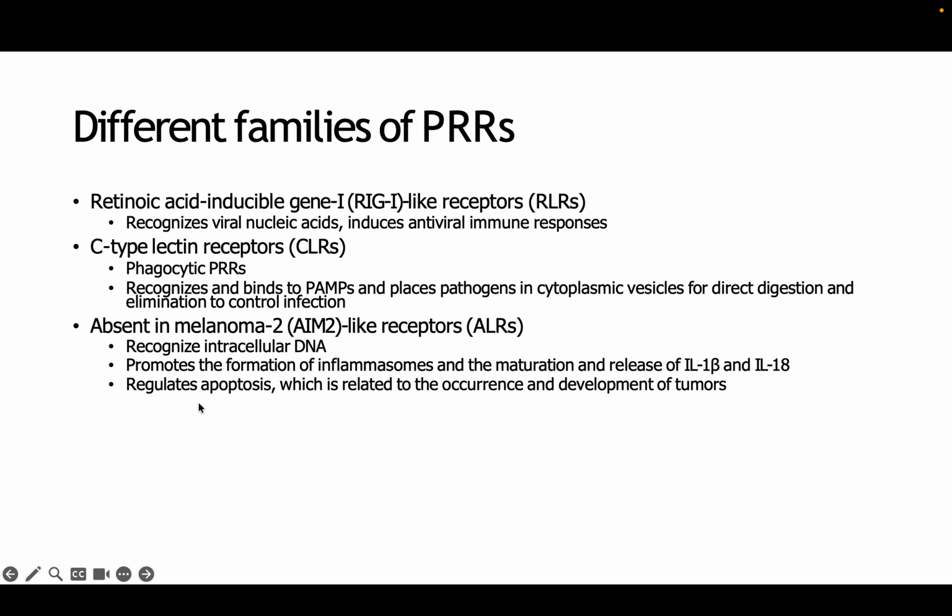And then you have the absent in melanoma 2, so the AIM2-like receptors. These are also intracellular, and they basically only recognize intracellular DNA. But these guys are very well known to release very specific cytokines like interleukin 1 beta and interleukin 18. I'll be talking a lot about interleukin 1 beta upcoming because it's a very powerful cytokine for inflammation.